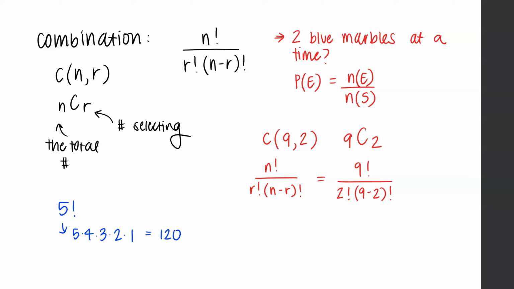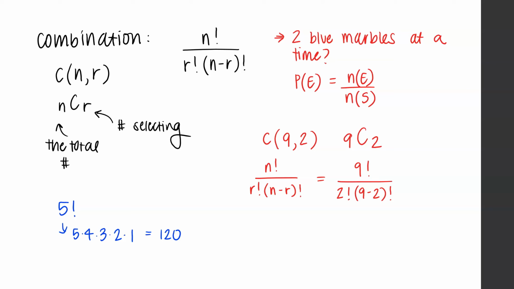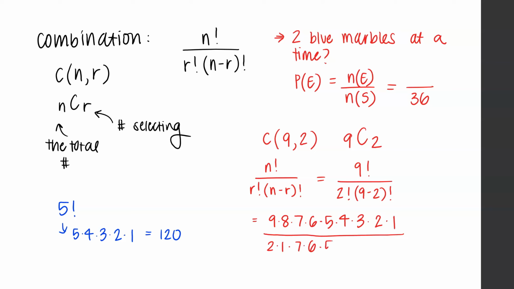We already know based off of the diagram that I had drawn for us here that we have a total of 36 in our entire sample space. And we're going to use this formula to end up getting the same answer. Again, I want 36 to be the answer to this combination. If 9 factorial represents 9 times 8 times 7 times 6 times 5 times 4 times 3 times 2 times 1, 2 factorial is equivalent to 2 times 1, and 9 minus 2 factorial is equivalent to 7 factorial, which is 7 times 6 times 5 times 4 times 3 times 2 times 1.